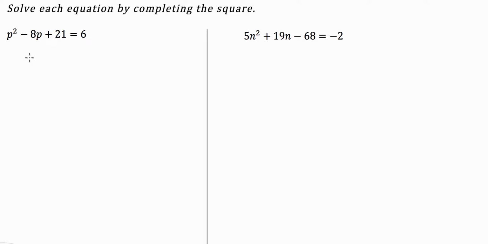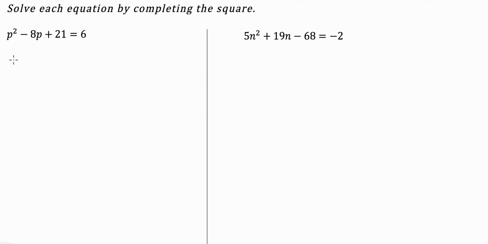What's up, guys? I've got a couple of example questions here which are asking us to complete the square to solve two different quadratic equations. We've got one quite simple one and one a little bit more tricky. Basically, completing the square is a method by which we can go about solving quadratic equations. So let's go straight into it.